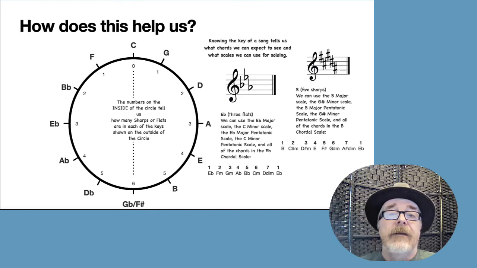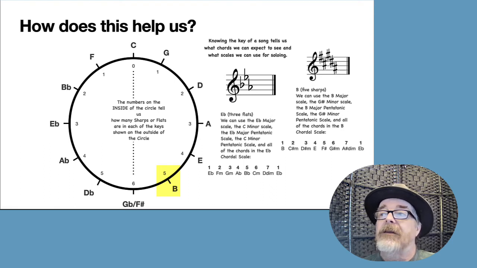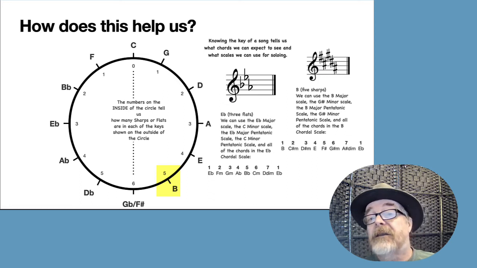The key that has 5 sharps, we said that was B, right? Well, that tells us we can use the B major scale, which means we can also use the G sharp minor scale, the B major pentatonic scale, the G sharp minor pentatonic scale, and all of the chords in the B major scale. Once you know the key signature of a song, there's a lot of information all of a sudden that is at your fingertips that you can draw from.